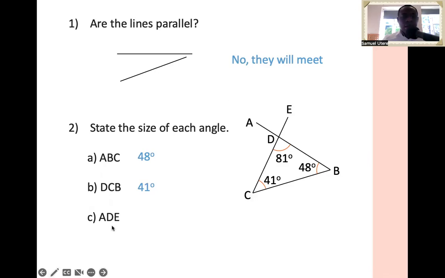And angle ADE means we're looking for this angle here. Now, you must recall from our previous lesson that these are vertically opposite angles. So angle ADE must also be 81 degrees.